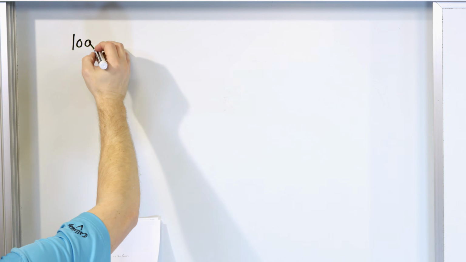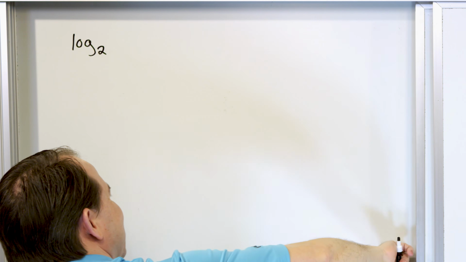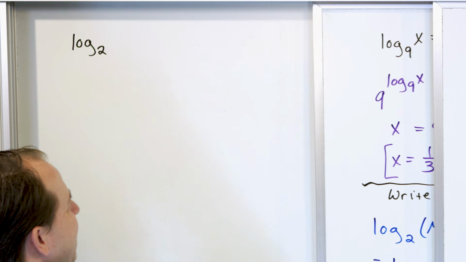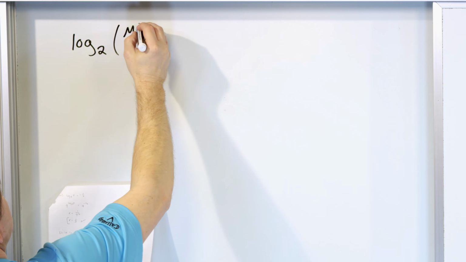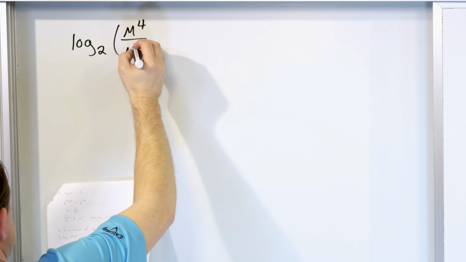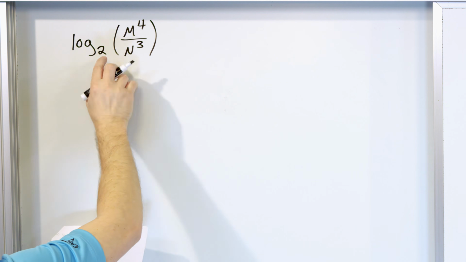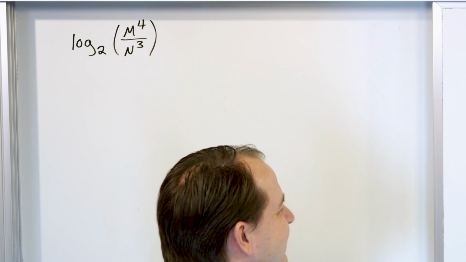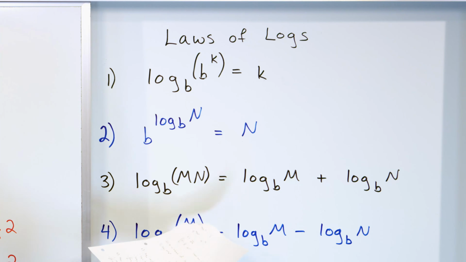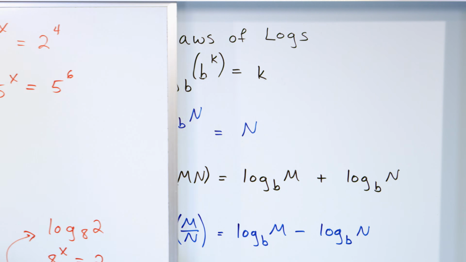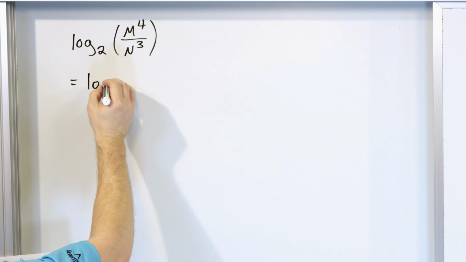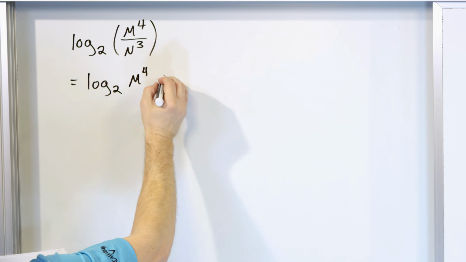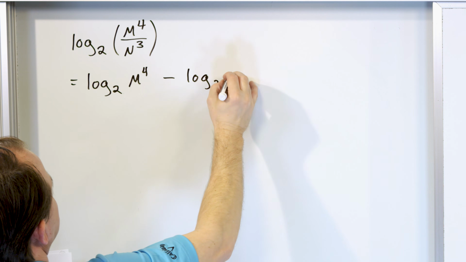And what if we have log base 2 of m to the 4th power over n to the 3rd power? Again, I'm using base 2 a lot for this problem, but just keep in mind these laws of logarithms apply and are used for any base. So it's a base 2 logarithm of the quotient. And if you remember, anytime you're dividing something inside of a logarithm, it becomes subtraction of the logarithms. So that's what you have to really do there. And so then what we're going to have is log base 2 of m to the 4th power minus log base 2 of n to the 3rd power.